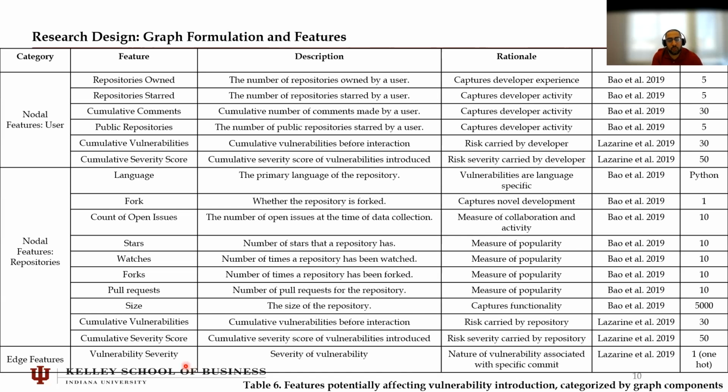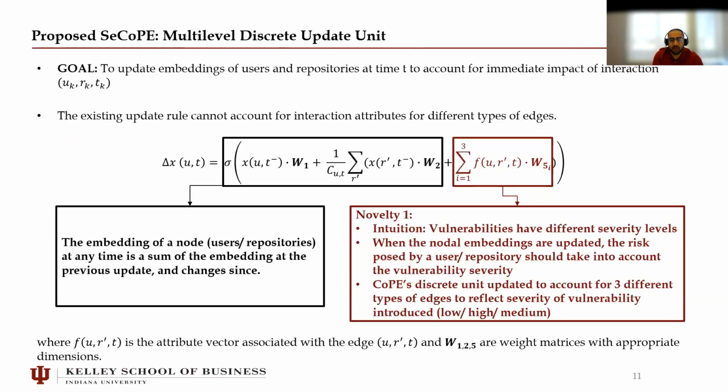So essentially what we're doing in Table 6 is trying to map all the metadata that we have about repositories, using some sort of rationale about how it would impact the risk carried by it, onto different parts of our graph: the user, as well as the repository, as well as the edge, and assigning these features to them. So with that in mind, we are going to learn the embeddings of the interaction graph that we have created, such that we can perform downstream tasks.